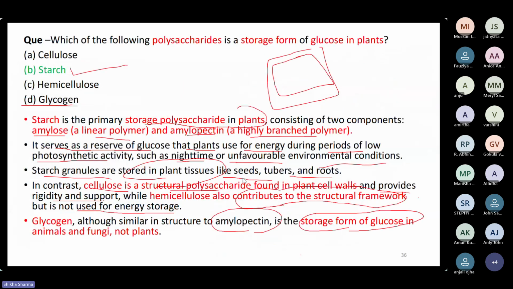So the answer is starch, which is the storage form of glucose in plants, and in animals it's glycogen. Cellulose and hemicellulose are the cell wall structure. They are present in the cell wall of the plant.